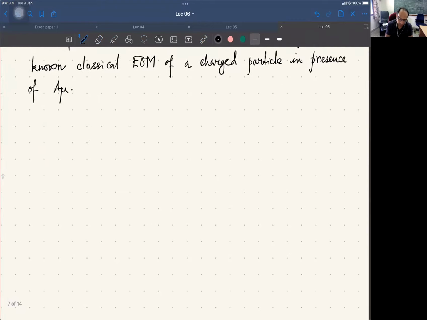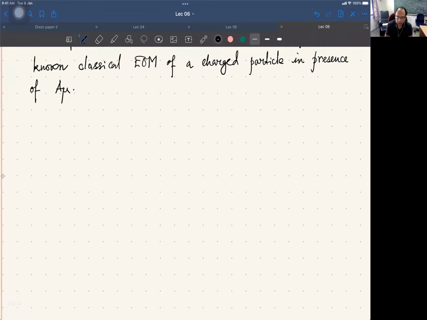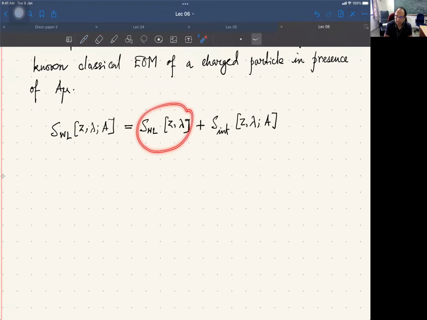So how does the action look if you have to reproduce the same equation of motion? We must have the worldline action S(Z, lambda, A) to be equal to the worldline action S(Z, lambda) plus S interaction(Z, lambda, A), because when A is 0, we must recover the previous action. Okay, this represents the interaction.